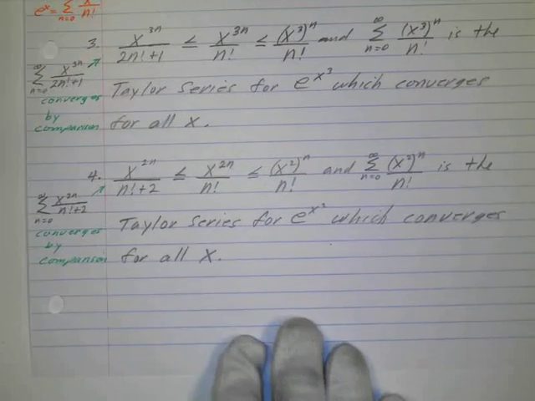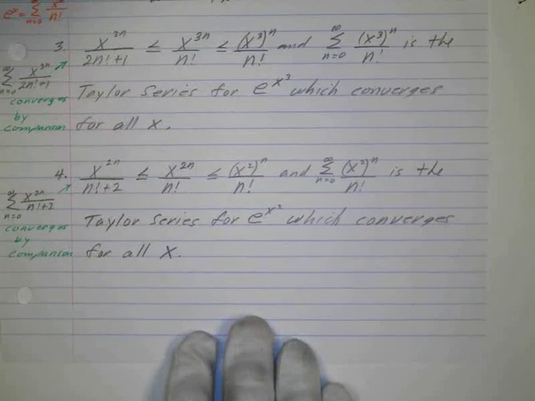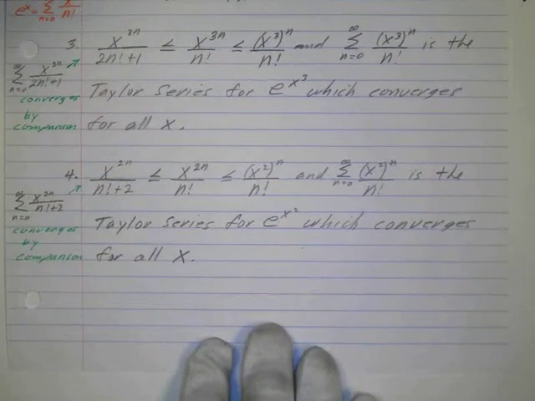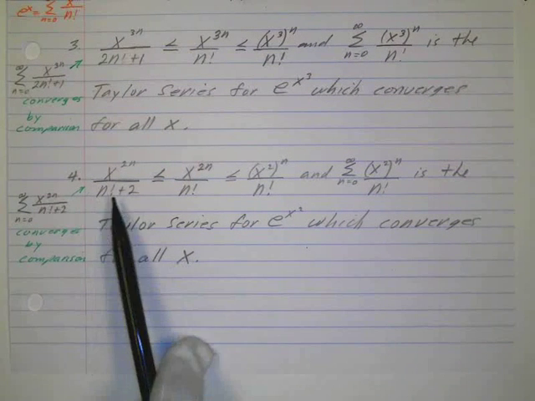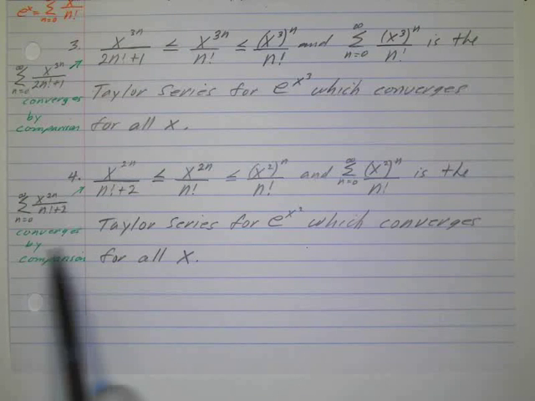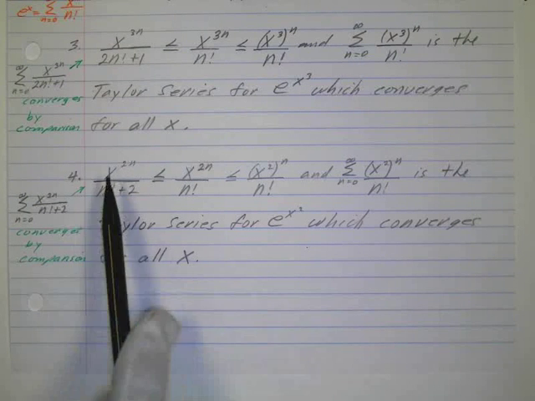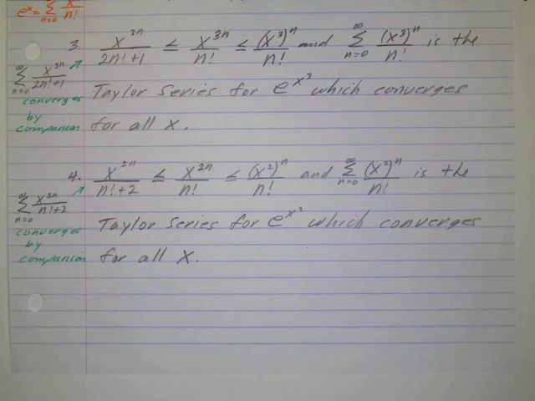Okay, and then number 4. Here's number 4. And it's the same idea. x to the 2n over n factorial. This was the series here. Again, we want to show that converges by comparison. Well, this is going to be smaller than this because, again, I'm going to make the denominator smaller, which will make the fraction larger.